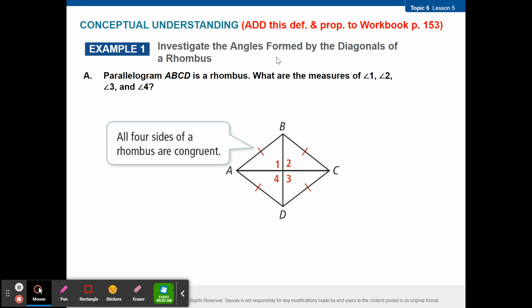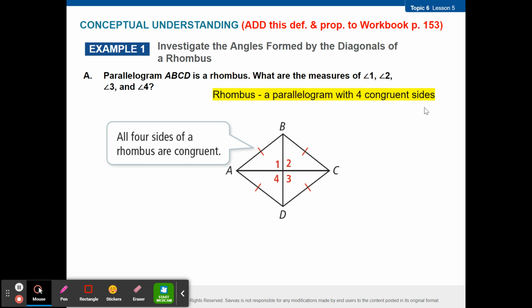So investigate the angles formed by the diagonals of a rhombus. A parallelogram ABCD is a rhombus. What are the measures of angle 1, angle 2, angle 3, and angle 4? In this case, all four sides of a rhombus are congruent. A rhombus is basically a parallelogram with four congruent sides.